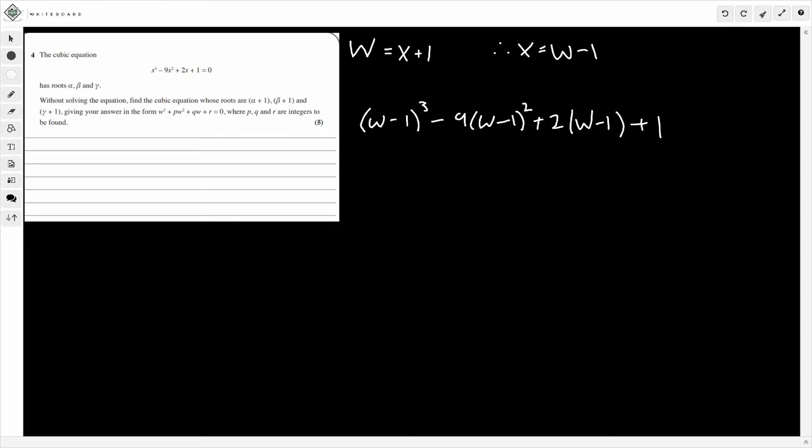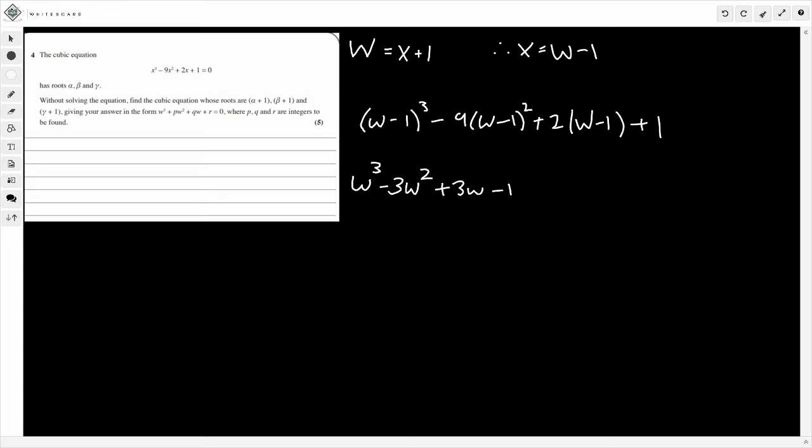I'm not going to show all the expansions here because hopefully it's reasonably trivial, expanding 3 brackets and such, but I'll show you what you should get here. What you should get is W cubed minus 3W squared plus 3W minus 1. So we've dealt with the cubic here.